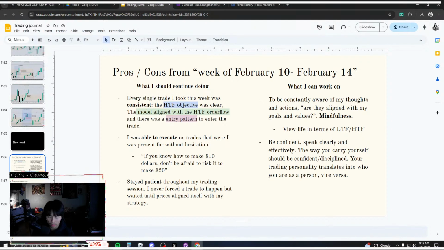There's this quote that I came across last week, and it's basically, if you know how to make $10, then don't be afraid to risk it to make 20. Because if you know how to make $10 and you lose it, that's completely fine. If you know the foundation of how to make money, and it's easy for you, right?